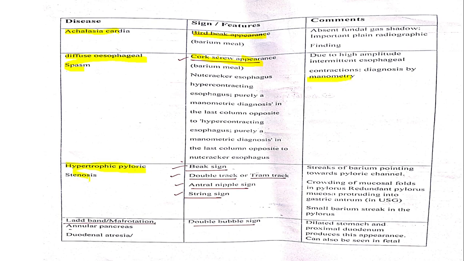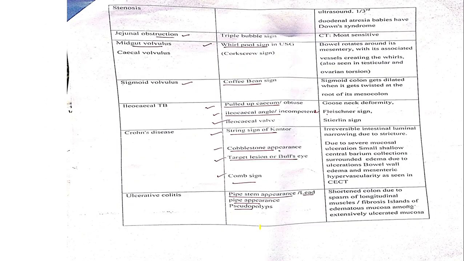Hypertrophic pyloric stenosis has beak sign, double track or tram track sign, antral nipple sign and string sign. These 4 signs are very important. Ladd's band or malrotation, annular pancreas and duodenal atresia show double bubble sign. Jejunal obstruction shows triple bubble sign on CT and it is most sensitive.